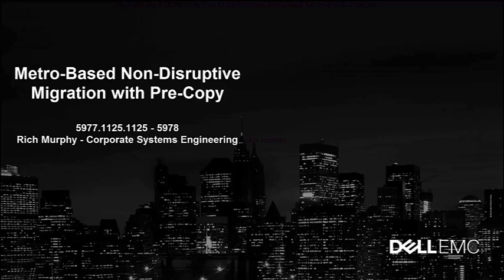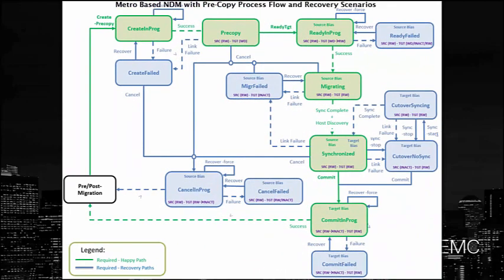What I'm going to do now is go through the same operation using the pre-copy flag, just highlighting the differences. I won't go into as much detail in terms of the migration masking views, WWNs, etc., but you can assume that the same applies to the pre-copy option. So once again, here's the process flow, this time with pre-copy. The happy path in green and the recovery scenarios in blue.